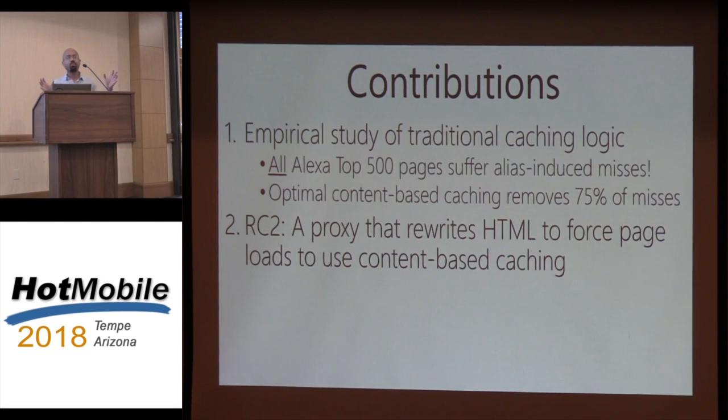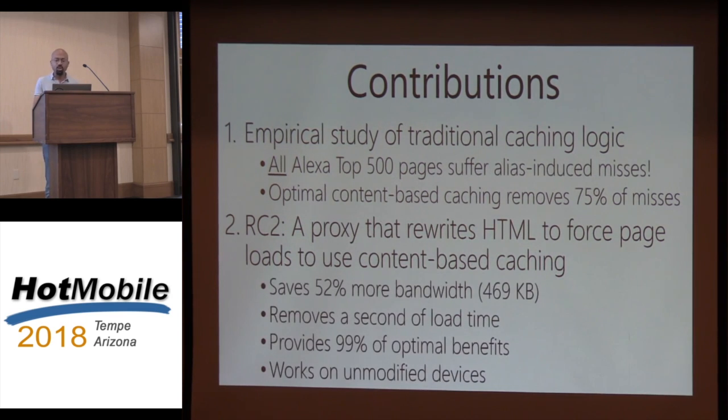The basic idea is that the proxy is going to rewrite the HTML that is returned to mobile devices, changing the way that the device caches content and removing a lot of those alias-based misses. So we built a prototype RC2 system, and we found that RC2 is going to save 52% more bandwidth than a traditional caching scheme. It removes a second of load time from the median page load, and it enables 99% of the benefits that you would find with an optimal content-based caching scheme. And importantly, our system requires no changes to mobile devices or their software.